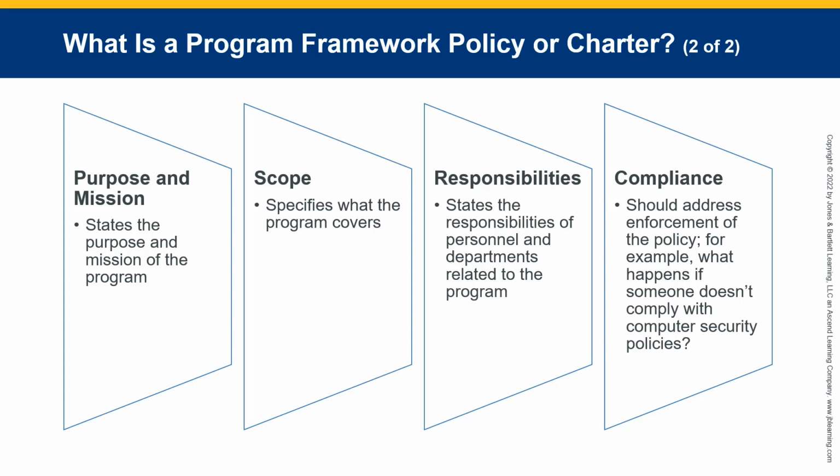Next is scope. It specifies what the program covers. This usually includes resources, information, and personnel. In some instances, a policy may name specific assets, such as major sites and large systems. Sometimes you must make tough management decisions when defining the scope of a program.